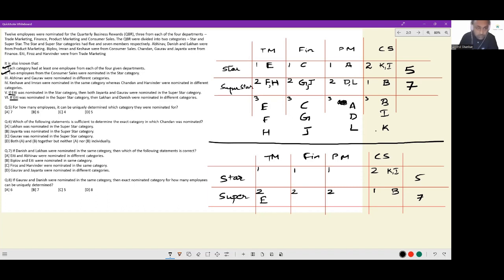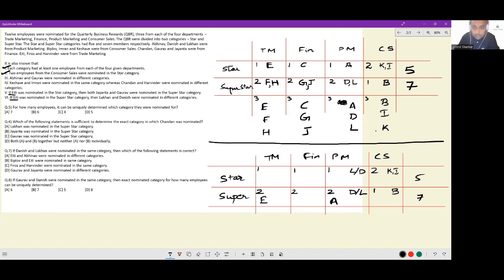If EP is in the superstar category, then Lakhan and Danish were nominated in different categories. Then Lakhan and Danish are in product management. So either this is Lakhan or Danish, or this is Danish or Lakhan. But we can be certain Abhinav is definitely in the superstar category.